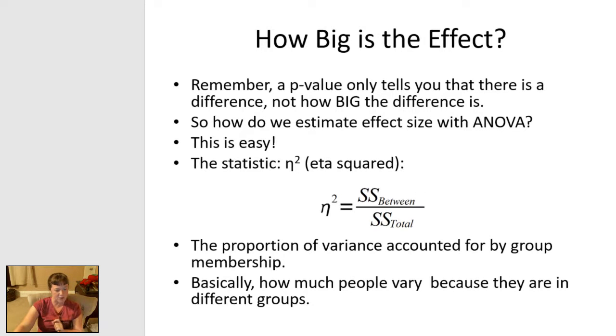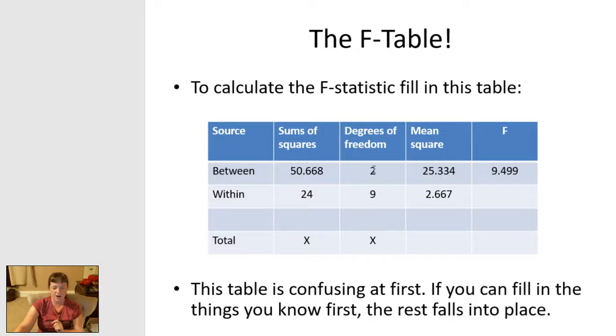Let's do that for this example. Let's go back to our source table and find our sums of squares between and actually figure out what our sums of squares total is, because now we're going to need it. To find sums of squares total, all we have to do is add together sums of squares between and sums of squares within. Hooray! And then I get 74.668. Why don't we also fill in our total degrees of freedom? It's 11, because 2 plus 9 is 11. Now we have our sums of squares between, which is 50.668, and our sums of squares total, which is 74.668. Now I can divide to get my eta squared.